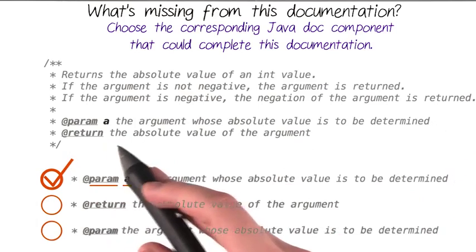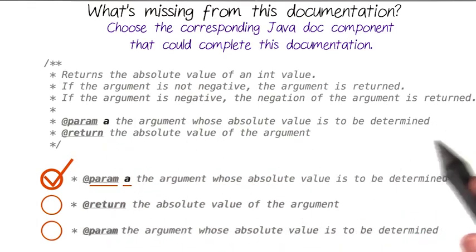And finally, we have our @return, with the description of the return value. And with this complete documentation, we can figure out how to use this abs function by putting in a number and expecting a returned absolute value, even though we haven't seen this function before. And that's what's so cool about documentation.